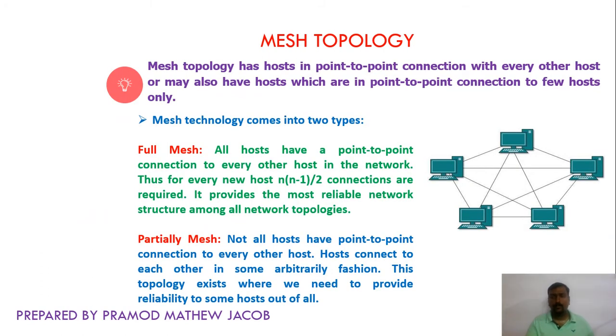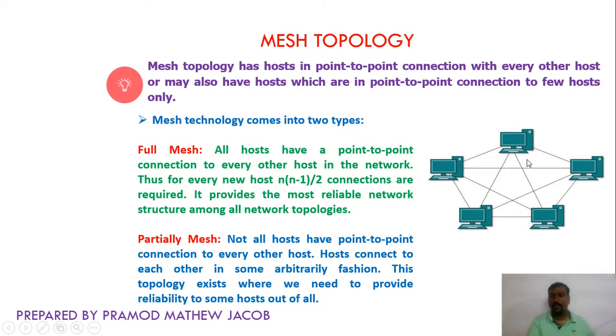Next is mesh topology. It will overcome the disadvantages of star topology and ring topology. Mesh topology has hosts in point-to-point connection with every other host, or may also have hosts which are in point-to-point connection with a few hosts. So typically mesh topology comes in two types. First one is full mesh and next one is partial mesh. In full mesh, all the computers in the network are connected with each other. So there will be connections between all the computers in that particular network.